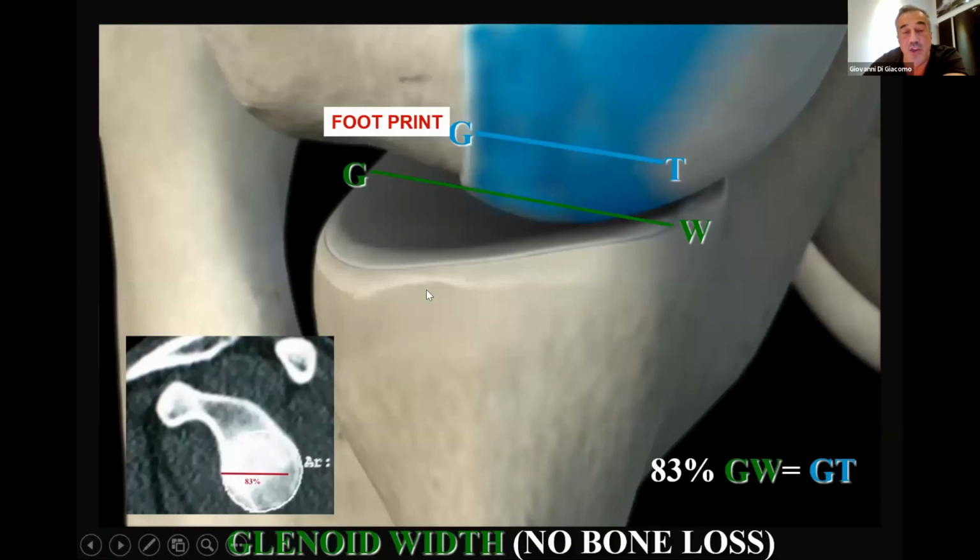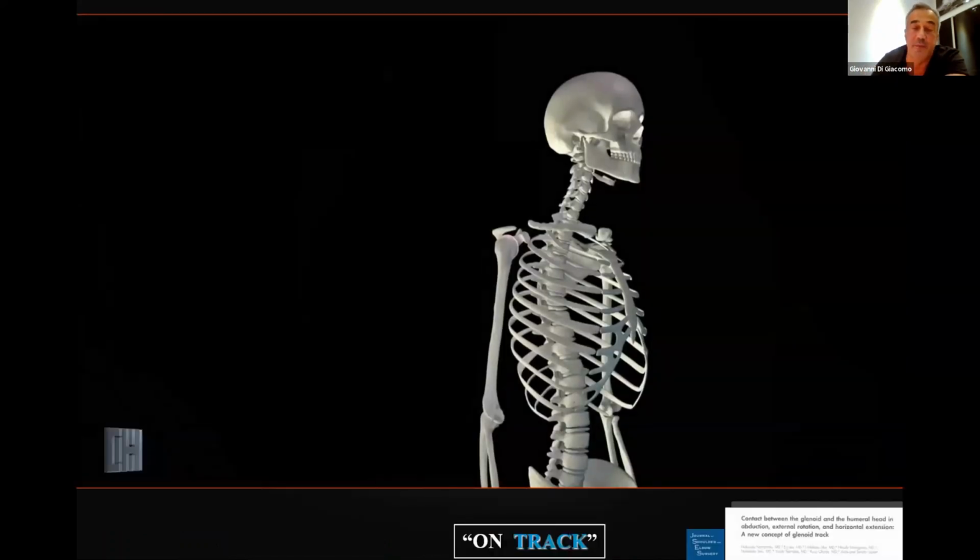And according to Eiji Itoi's study, the glenoid track is around 83% of the glenoid width. So I measure GW, I look at 83%, I stay medial to the footprint, and GT is the glenoid track. This zone, the blue zone, is very, very important in upper position because it guarantees the stability of the humeral head on the glenoid. So the glenoid track, I call it the golden part of the humeral head in stability.